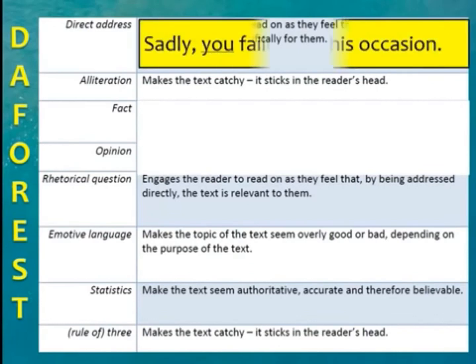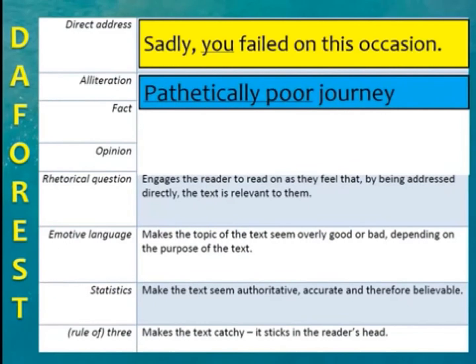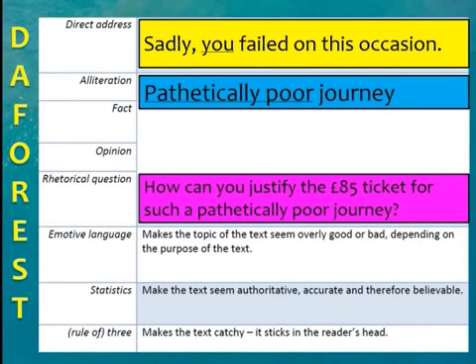So that's going to happen anyway. Direct address, remember that's using you or we. Sadly, you failed on this occasion. Using you makes it sound like the letter is going directly to the person, so it's going to be more effective. Sadly, you failed on this occasion and on this journey to do a good service. Alliteration, which makes the text catchy and sticks in the reader's head: pathetically poor journey. Rhetorical question: how can you justify the £85 ticket for such a pathetically poor journey?